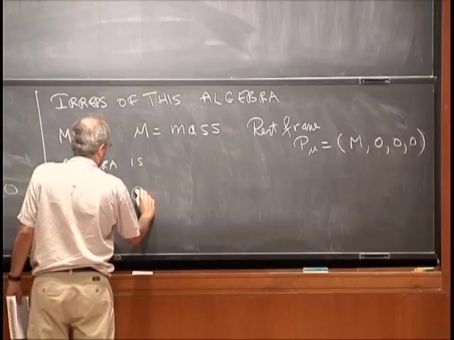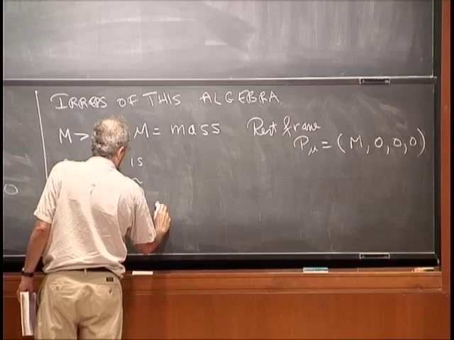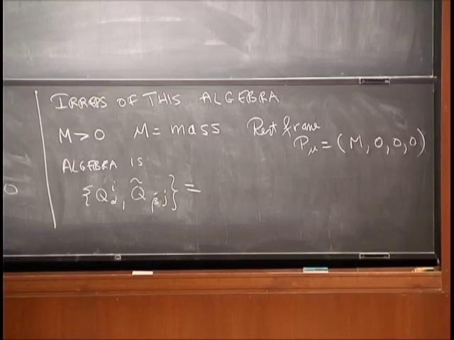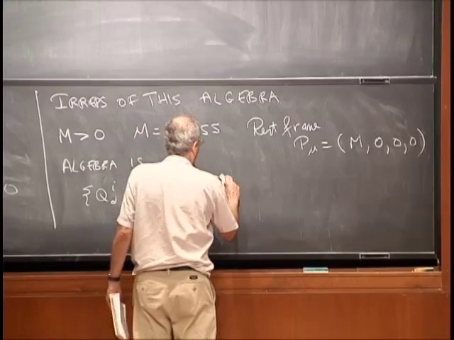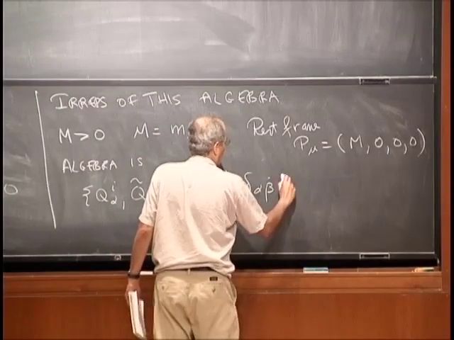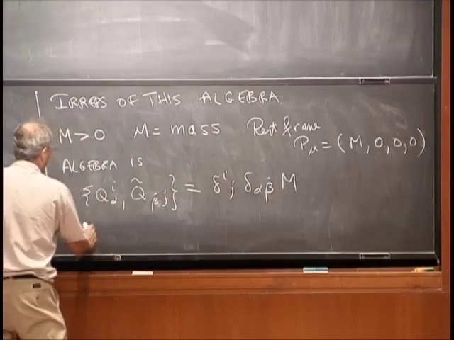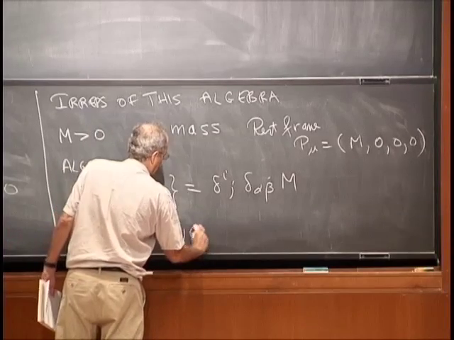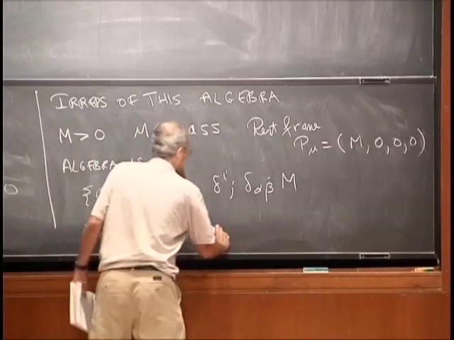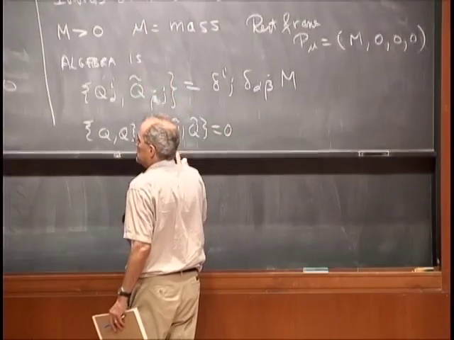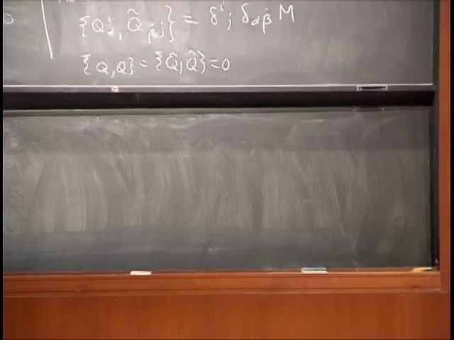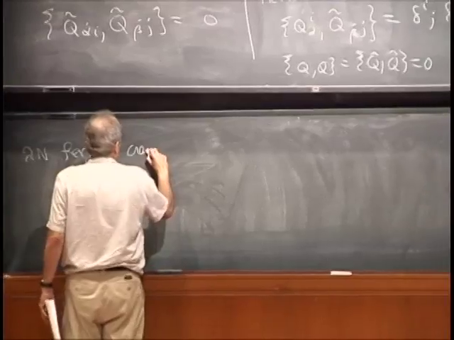that Q alpha with Q tilde beta dot, let's say. Well, remember that sigma 0 is the identity matrix. So what we get on the right-hand side is just a bunch of Kronecker deltas times the mass. And the others are 0. So what we have here is the algebra for 2N fermion creation and annihilation operators.